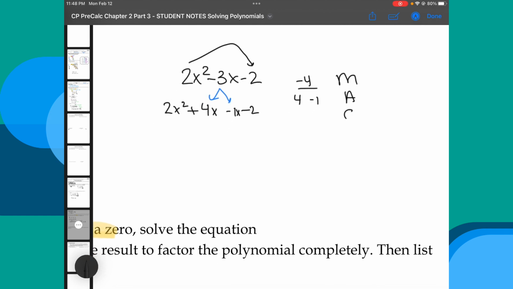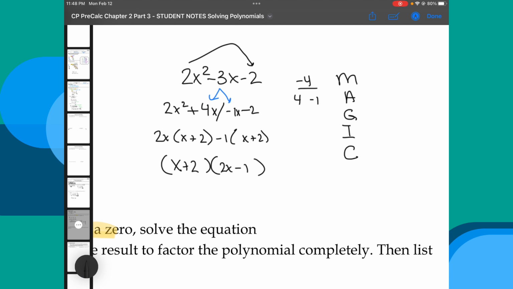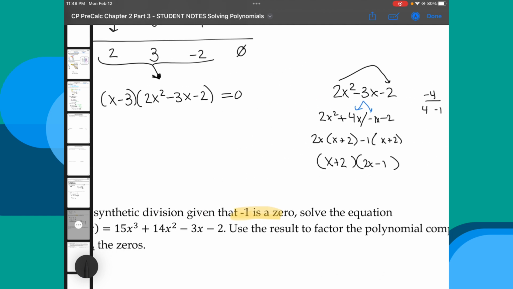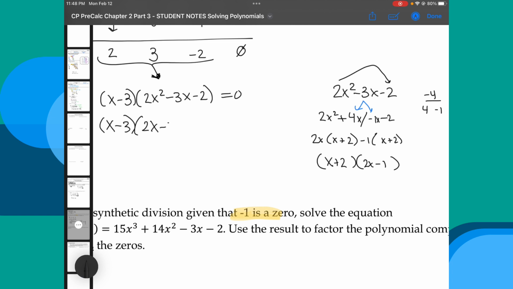Now we're going to factor by grouping. So we'll split it. We take out a 2x, we get x plus 2. Take out a -1, still have x plus 2. We double check to make sure that I have identical parentheses. So I have x plus 2 and x plus 2. And then we commute or move to our final answer. So we factor out a GCF of x plus 2, and then we get 2x minus 1. So in fully factored form, this polynomial is x minus 3, 2x minus 1, and then x plus 2.